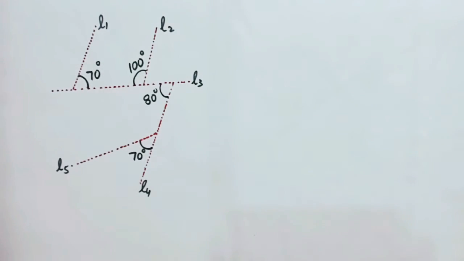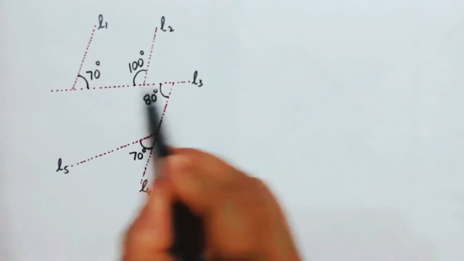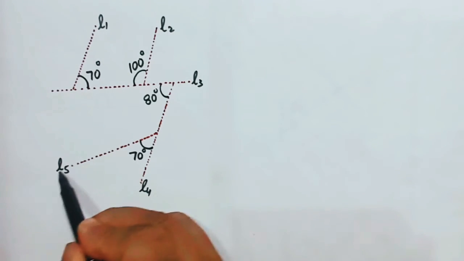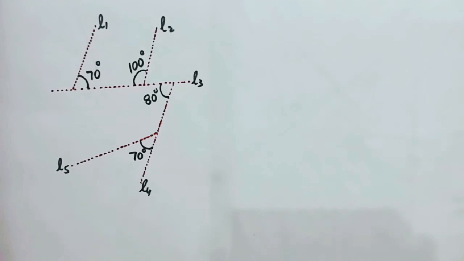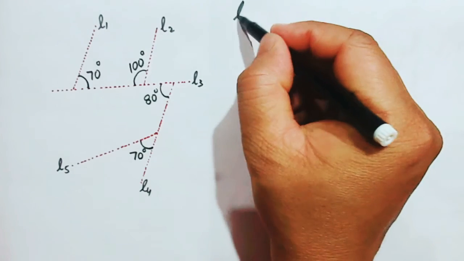Let's have a look at the next one. And I find that multiple lines have been given: L1, L2, L3, line L4 and line L5. Now, we have to see whether the lines are parallel to each other or not. So let us look at L1 and L2.